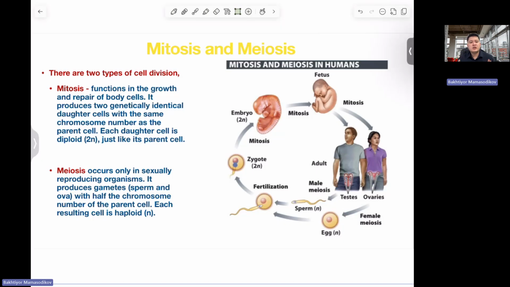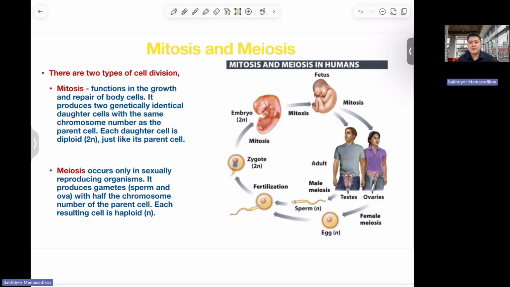So mitosis is used for growth, for repair, and also for the maintenance of the body. What is maintenance? If you injure your body, you're going to maintain it, you're going to fix it. In order to fix it, we need mitosis.